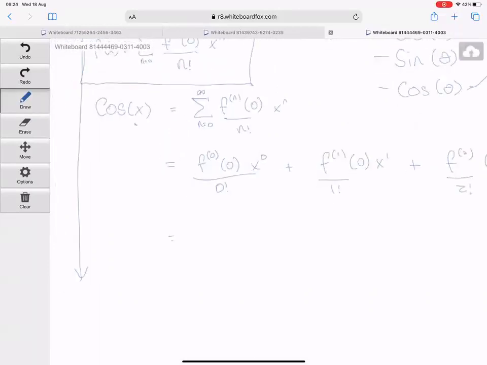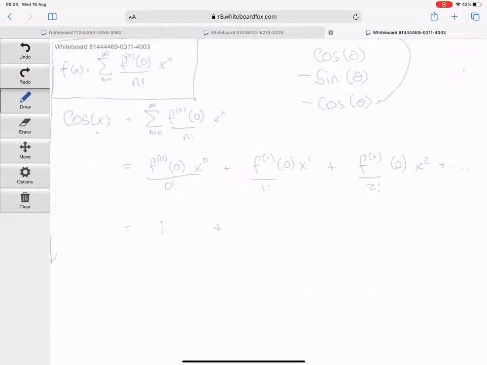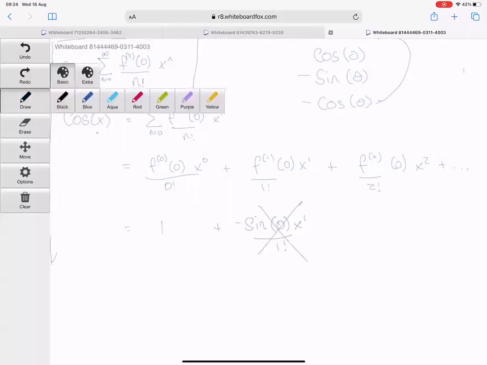So for the first term, when n is 0, we don't differentiate. So we just get cosine of x. We evaluate that at 0. Cosine of 0 is 1. x to 0 is 1. 0 factorial is 1. So everything's 1. The second term, we differentiate cosine of x to get, sorry, minus sine. Minus sine of 0 is 0. So this term goes to 0. Okay, next term.